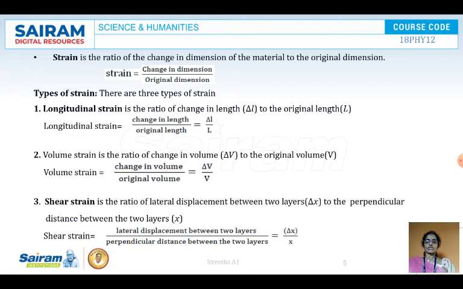Next is volume strain. Change in volume to the original volume. Here volume strain is nothing but the ratio of change in volume to the original volume. Strain doesn't have any dimensions because it is a ratio of change in length by original length. Next is a shear strain. It is a ratio of lateral displacement between two layers to the perpendicular distance between the two layers. So delta x by x is the shear strain, delta V by V is the volume strain and delta L by L is the longitudinal strain.